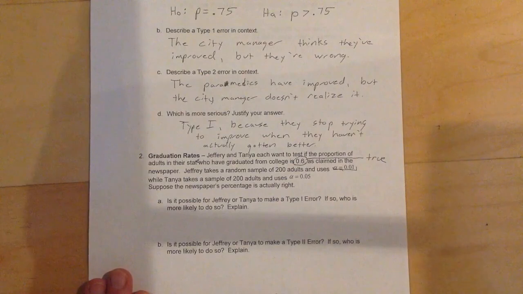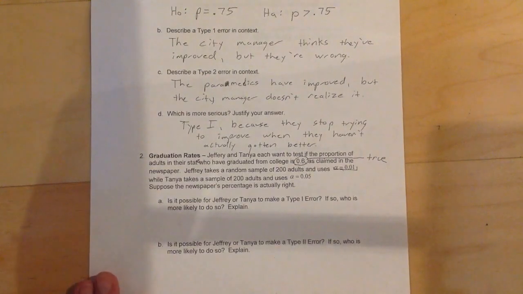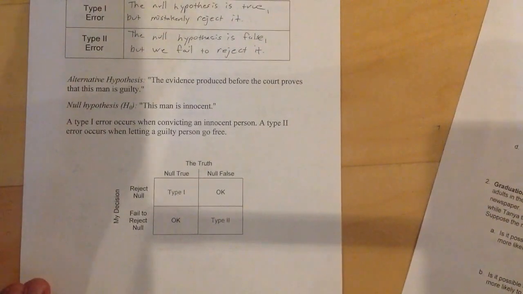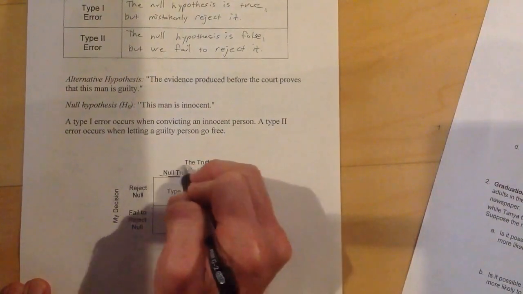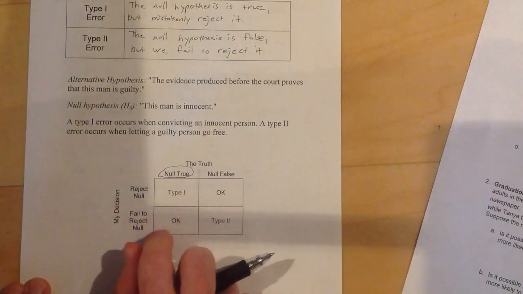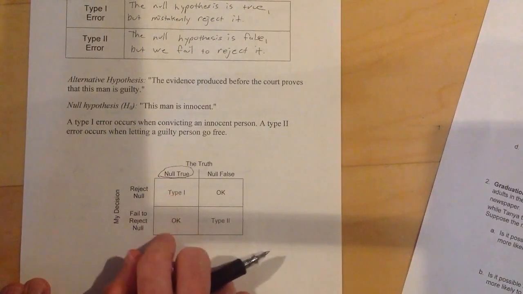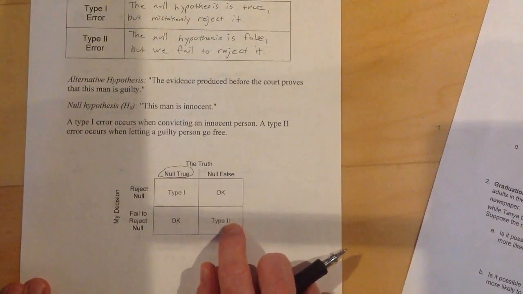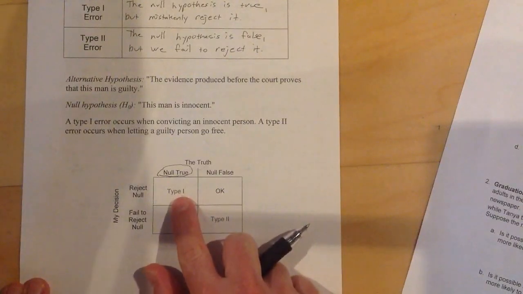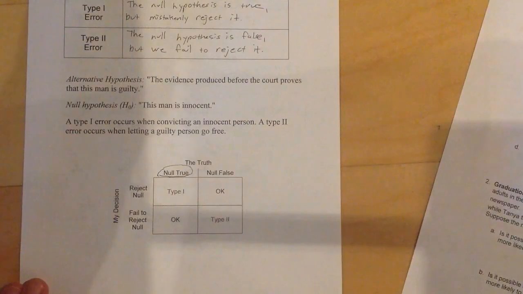And then it says A, is it possible for Jeffrey or Tanya to make a type 1 error? If so, who is more likely to do it? So the first question there, is it possible for them to make a type 1 error? All right, that goes back to our little chart here. If we look at this chart, they told us in the problem that the null was true. They said the newspaper's statistic was correct. So if the null is true, the only possibility is to make a type 1 error. It's impossible for us to make a type 2 error because type 2 errors only happen when the null is false and you don't realize it. So yes, we can make a type 1 error here because the null is true.